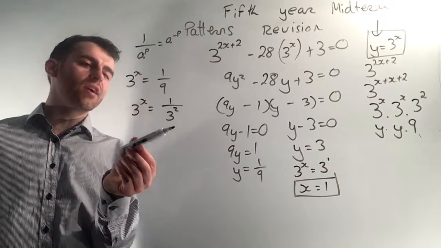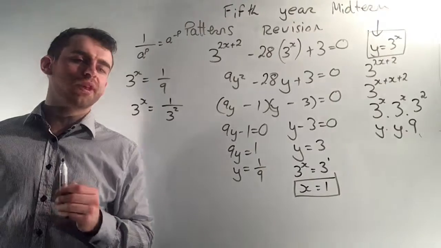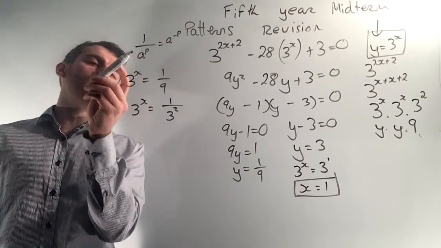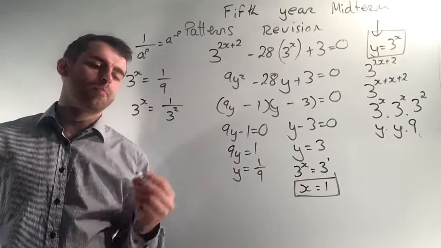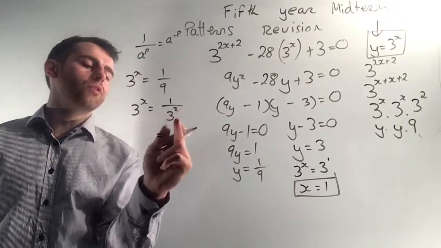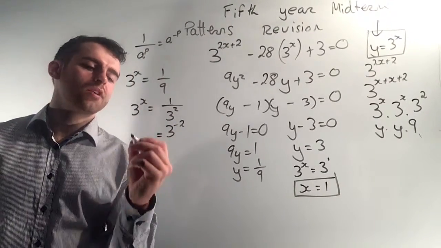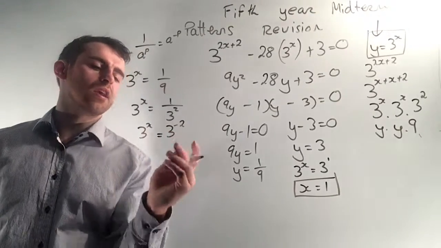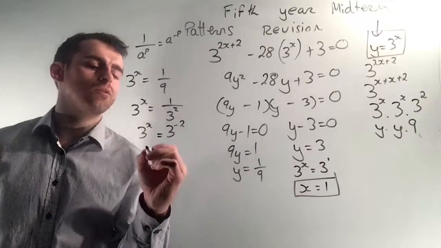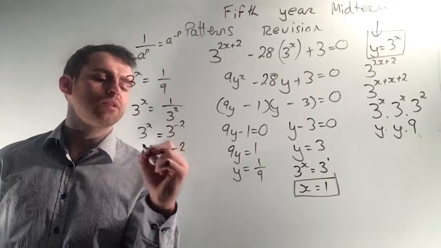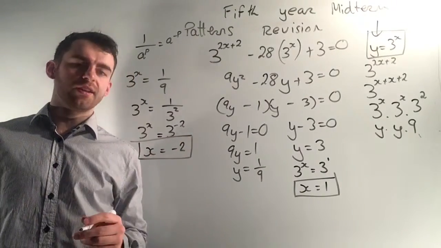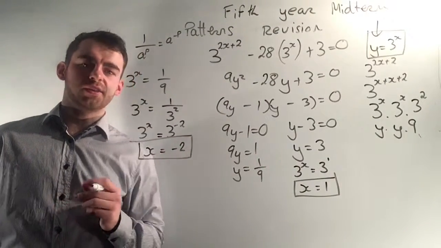Now if you look at this line and you look at the rule of powers I wrote down up here, 1 over a to the power of p is equal to a to the power minus p. Based on that, 1 over 3 to the power of 2 is equal to 3 to the power minus 2. So my left hand side is 3 to the power of x, my right hand side is 3 to the power minus 2. Clearly that means that x is equal to minus 2, and that's my second value. So there are your two values for x in this one.